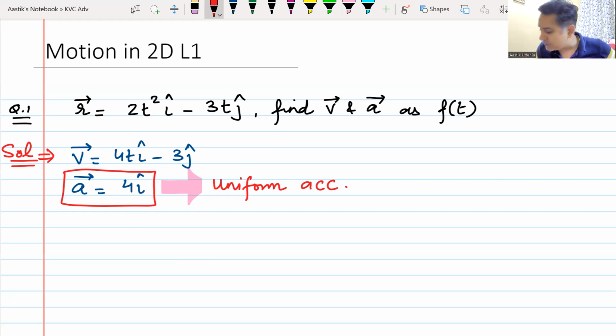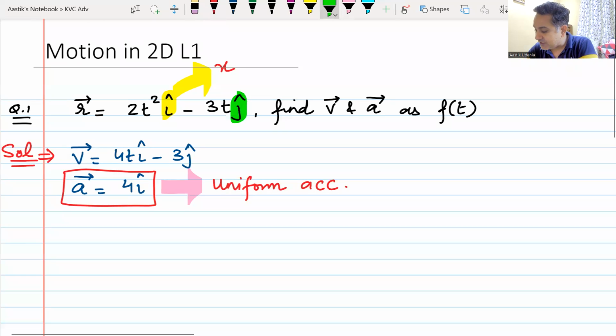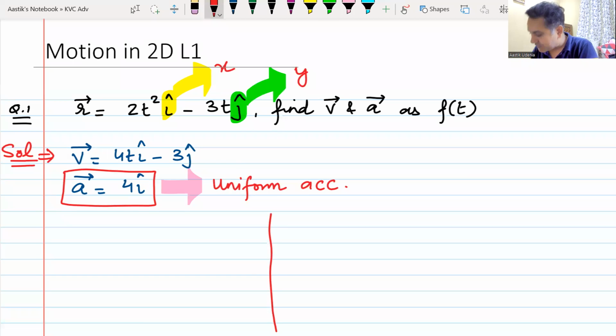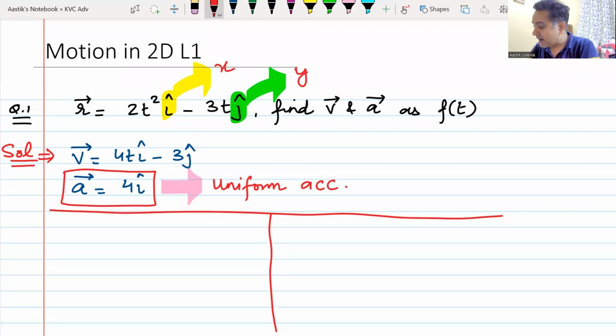Now I could have done this problem in a slightly different way. I could have taken this i, which is basically the x component, and this j, which is basically the y component. Instead of doing the question straight away, I could have written one equation along the x-axis and one equation along the y-axis.